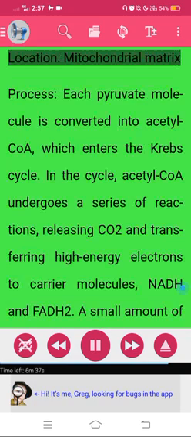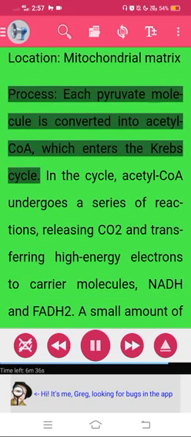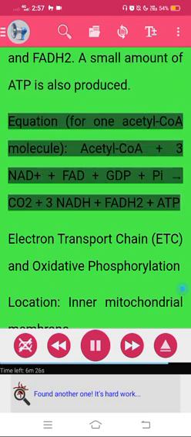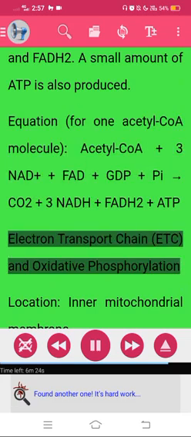Krebs cycle, citric acid cycle. Location: mitochondrial matrix. Process: each pyruvate molecule is converted into acetyl-CoA, which enters the Krebs cycle. In the cycle, acetyl-CoA undergoes a series of reactions, releasing CO2 and transferring high-energy electrons to carrier molecules, NADH and FADH2. A small amount of ATP is also produced. Equation for one acetyl-CoA molecule: acetyl-CoA + 3 NAD+ + FAD + GDP + Pi → 2 CO2 + 3 NADH + FADH2 + ATP.